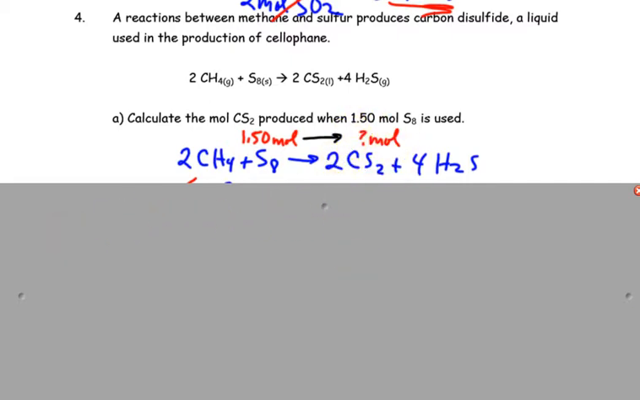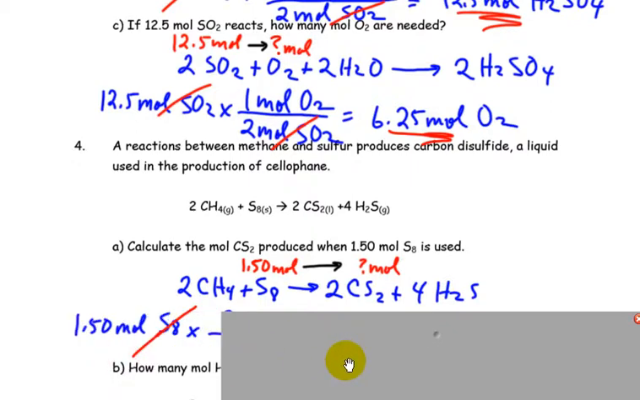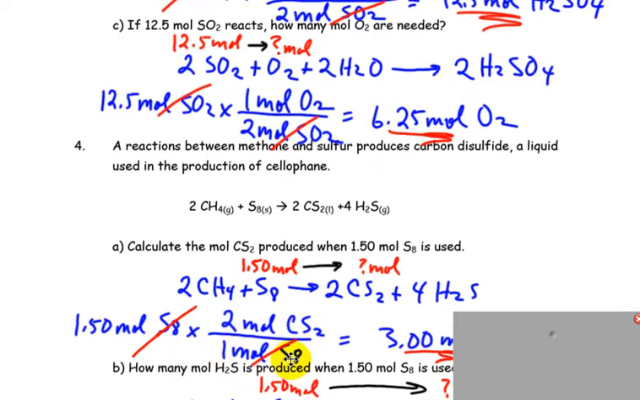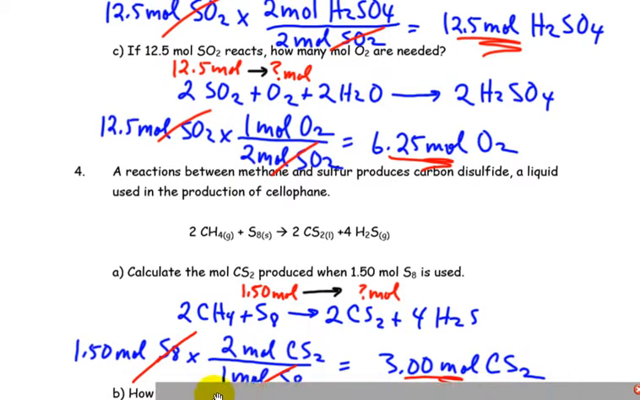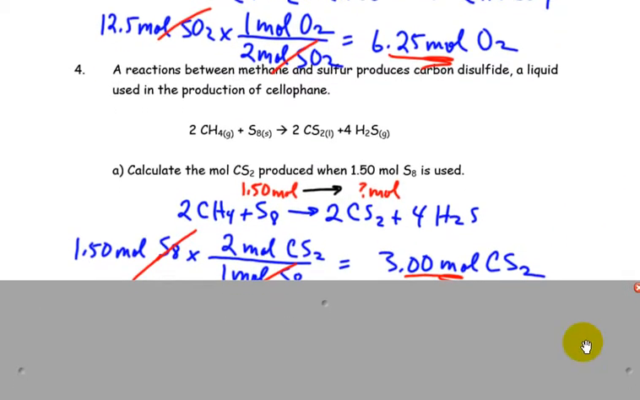So as you can see, starting off with that, we're going from sulfur to carbon disulfide. Moles of S8 cancels, and we're left with what we want. If you can cancel a unit, that means you're doing it right. So 1.5 times 2 divided by 1, 3 moles carbon disulfide.